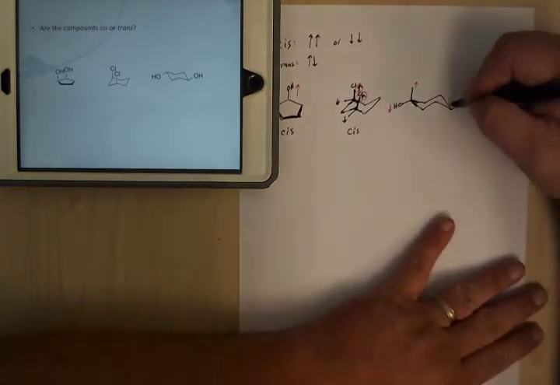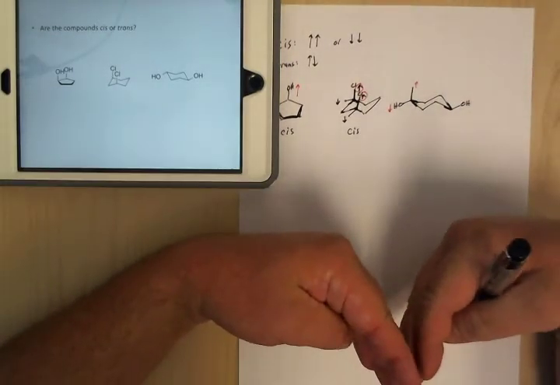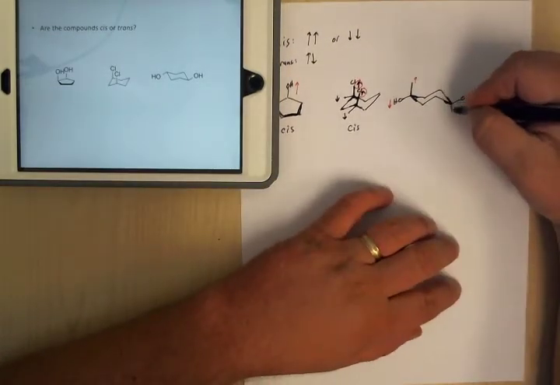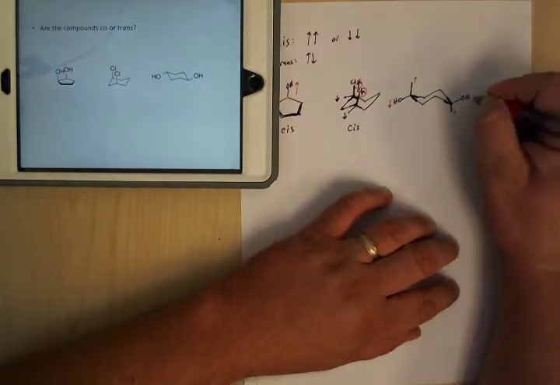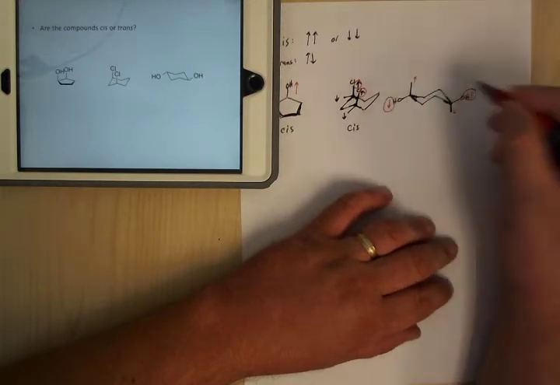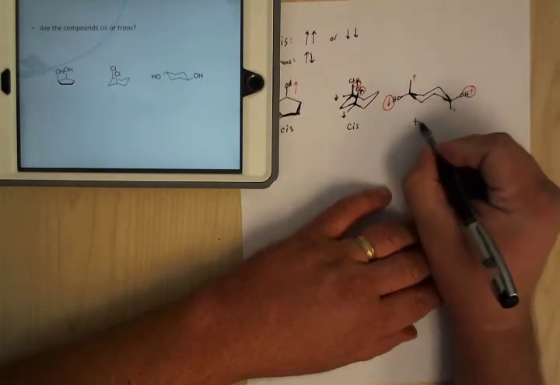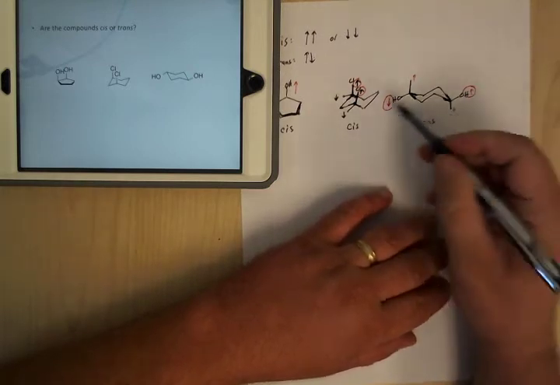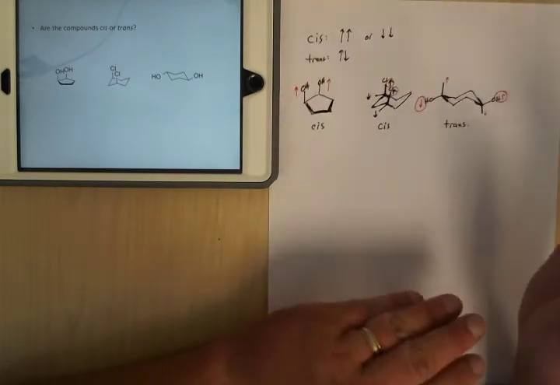And for this one here, where we have the bonds pointed that way, the bonds are pointed down, that means axial's down. That means this one must be up. So we have an up and a down, right? So that means this is trans. It doesn't matter about axial and equatorial. Cis and trans is up, down.